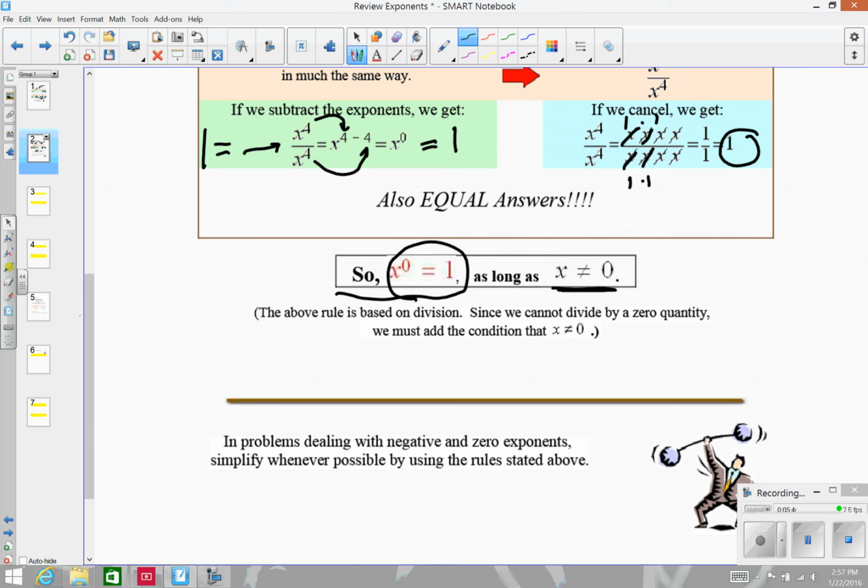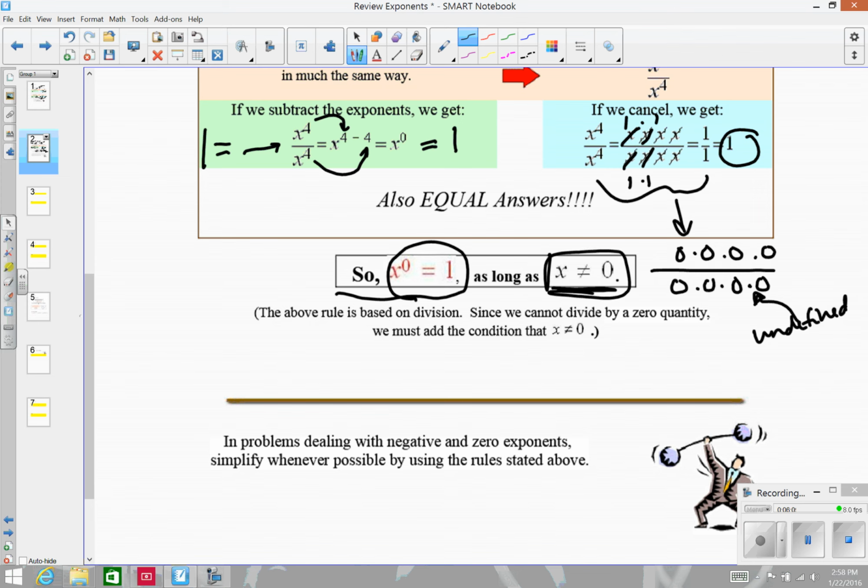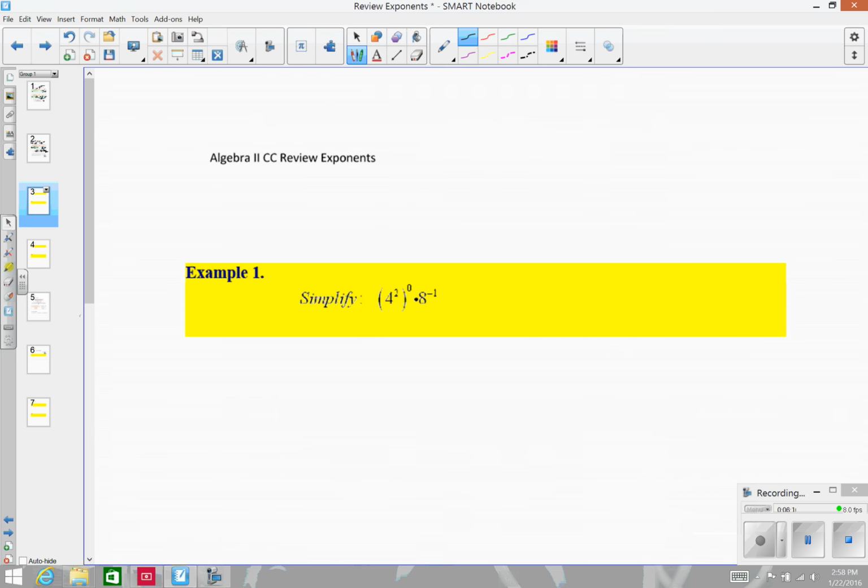Don't forget, this will not work if I have, like in this example up above, okay to have zeros in the numerator, but not okay to have them in the denominator. So this would be undefined whenever I have zeros in the denominator. So that's why we have to say anything to the 0 is 1, as long as our anything is not equal to 0. Okay, well, let's start taking a look at some examples.